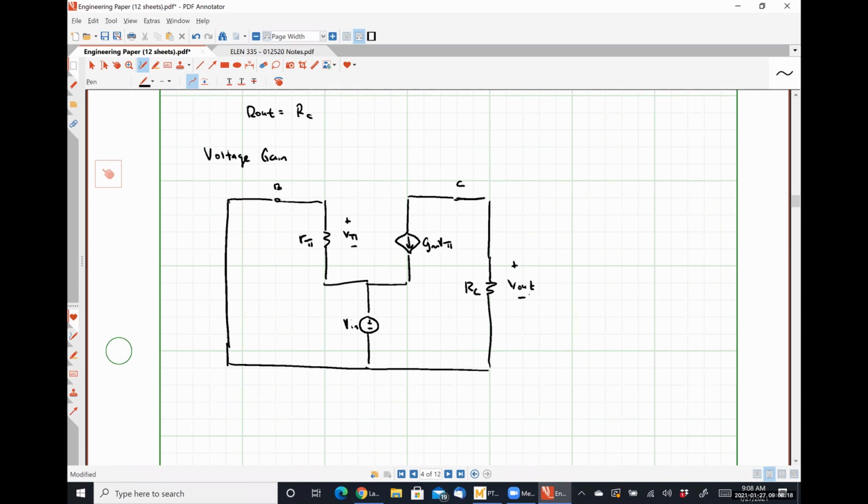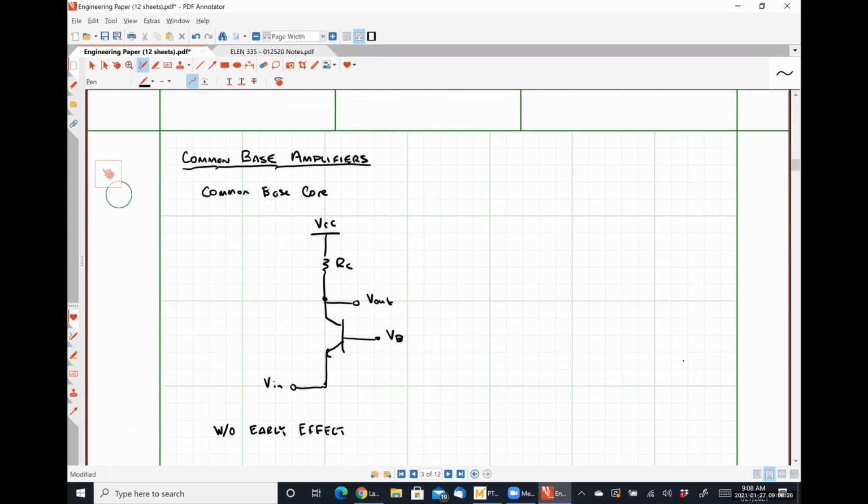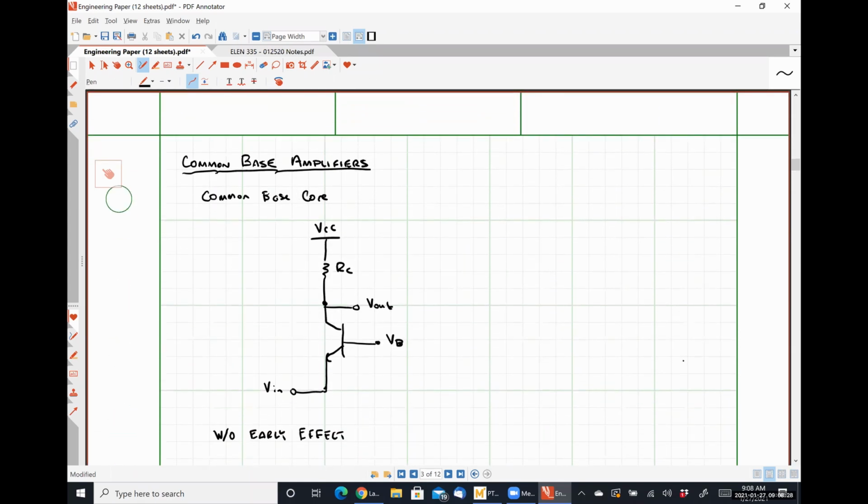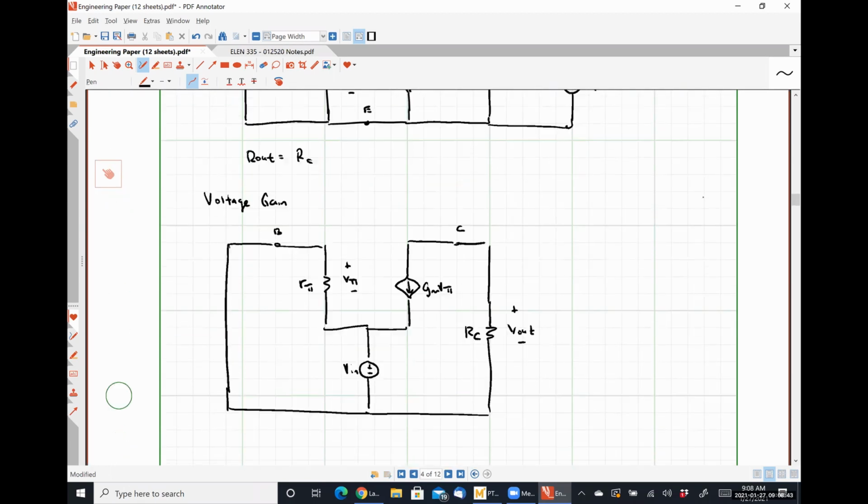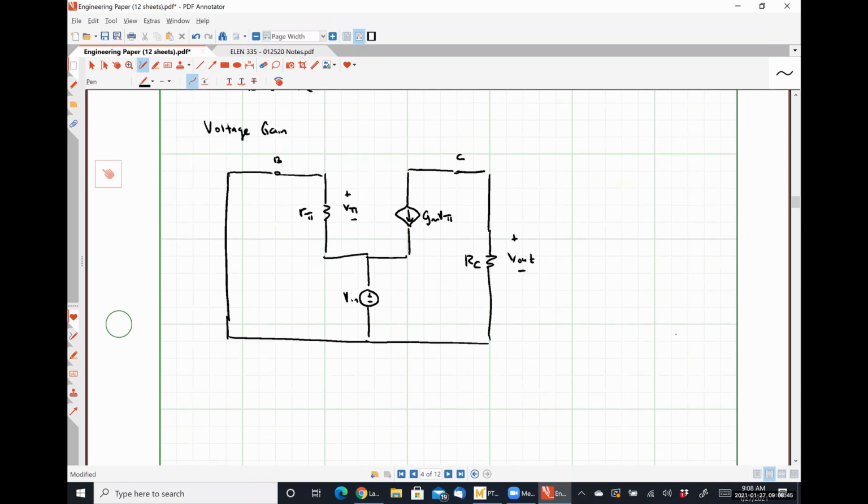So I'm saying the output is the voltage drop over my collector resistance. Let's just verify that real quick. So in our original circuit, the output is the voltage at the collector with respect to ground, which is the exact same thing as the voltage drop over that resistance RC in our small signal model. So we should be able to figure out some things pretty easily here, I believe. Let's see what we got.